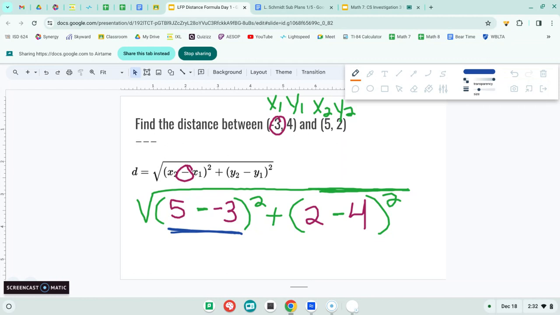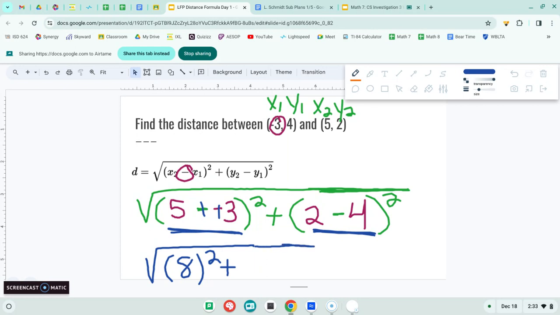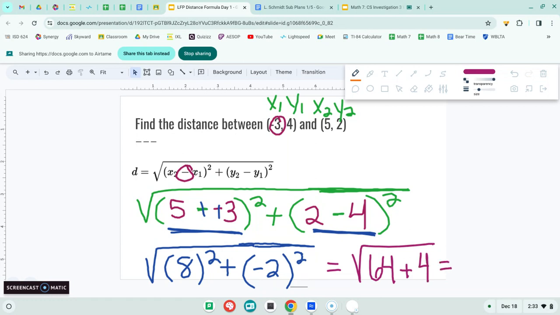Doing the subtraction part first, 5 minus a negative 3 is just like saying 5 plus 3, so you get 8 under there. And then 2 minus 4 is negative 2. Again, you have a calculator, so you should be checking that in your calculator. We get 64, 8 times 8, and then negative 2 times negative 2 is a positive 4. Add those two together, we get 68.